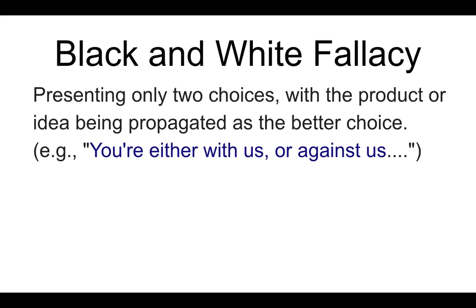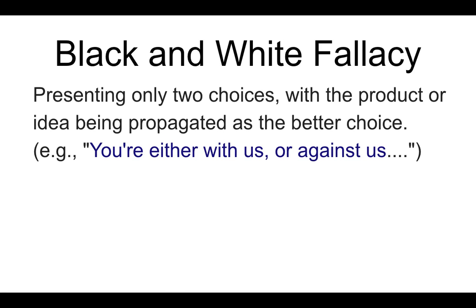Okay, now another type of propaganda is black and white fallacy. So what this is, you're presenting only two possible choices, with the product or idea being propagated as the better choice. Okay, so they have this: you're either with us or against us. So what they basically do is they give you two different options, even though in reality there's probably other choices that are possible.